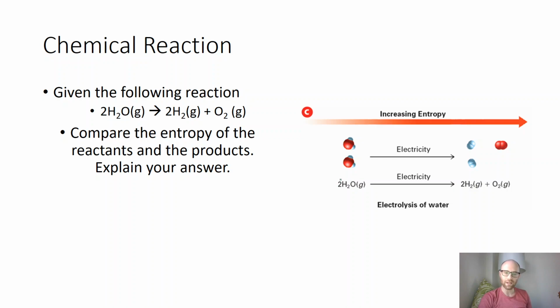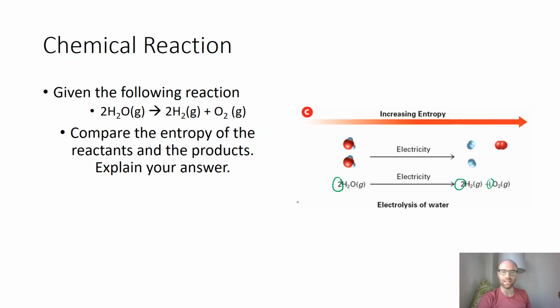First off, we've got two particles here, and then we actually have a sum of three particles over here. These three particles are less organized than these two. Additionally, we've got two different kinds of matter in our products and only one kind of matter in our reactants. Every particle here is water, where here we've got particles of hydrogen and of oxygen.